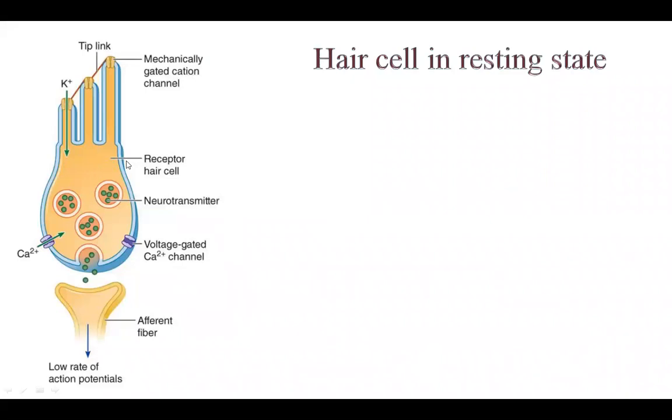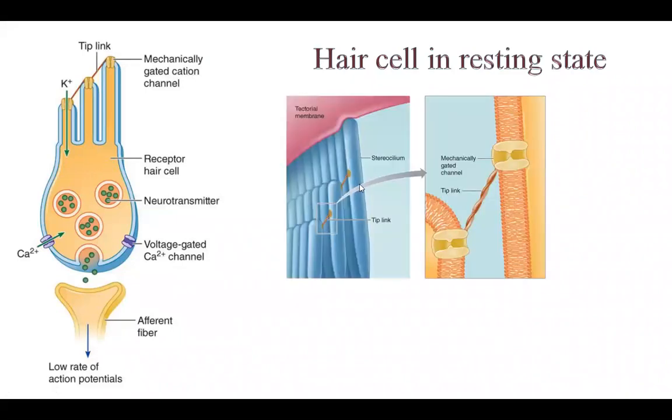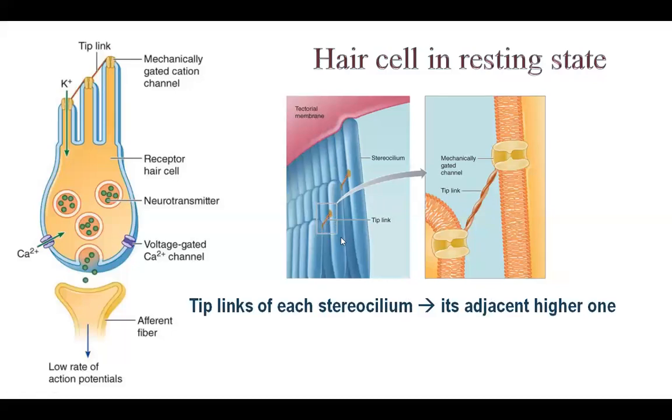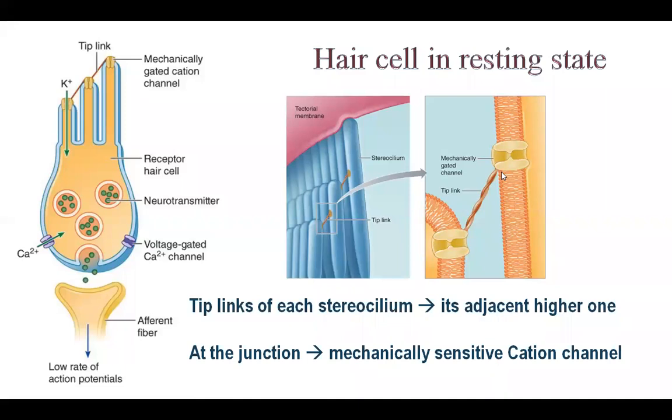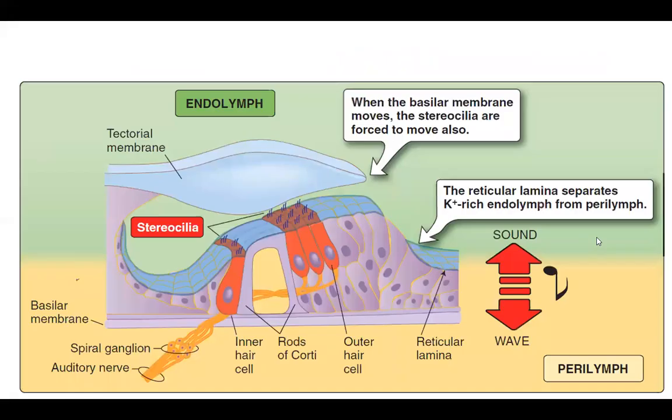So let us see the hair cell in resting state. This is a magnified view of the arrangement of stereocilia. This section is known as the tip linkage, meaning it will link to the adjacent higher one. If you magnify this, this tip link is connected to mechanically gated channels. Movement of these stereocilia will cause movement of ions across these channels. The mechanically gated channels respond to stretch.